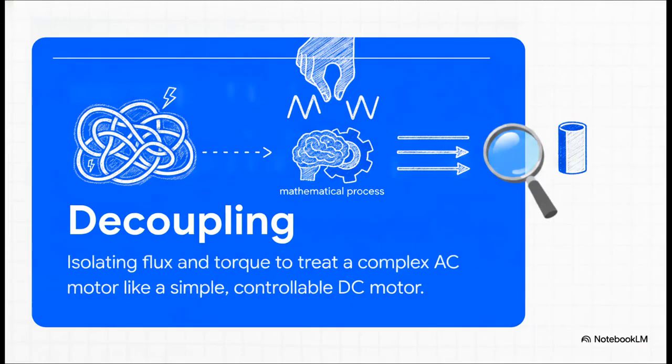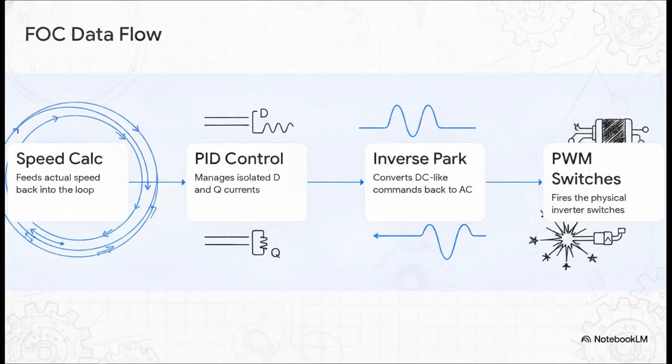Before we start tracing lines on that complex logic, we need to understand the core philosophy at play here. The entire reason FOC works is a literal magic trick called decoupling. Decoupling torque and flux is a mathematical process that takes the highly complex, nonlinear, tangled mess of a three-phase AC motor and allows our software to treat it exactly like the simple, highly controllable DC motor we were modeling back in Section 1.